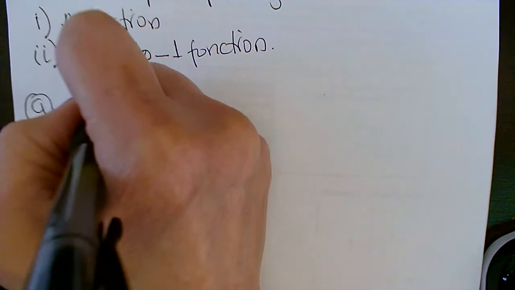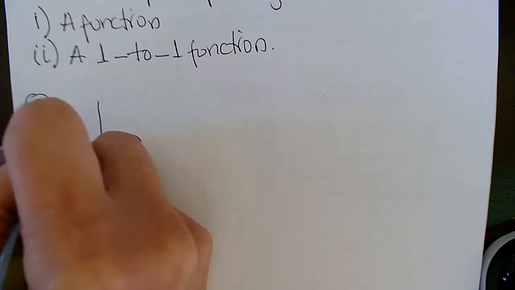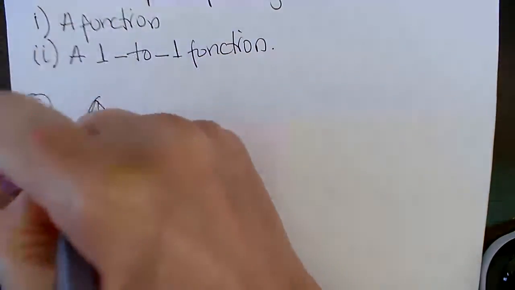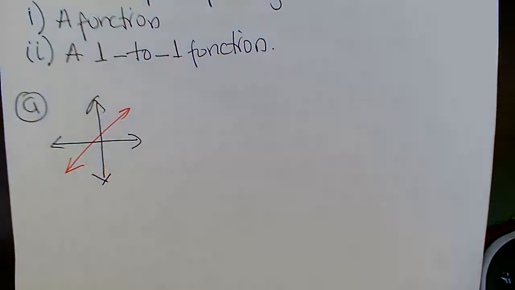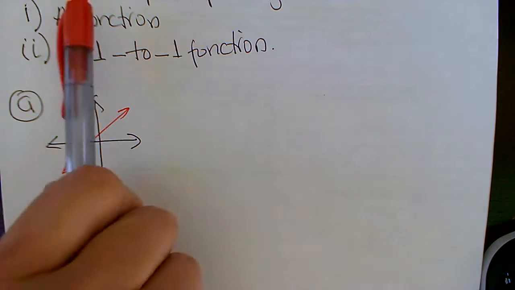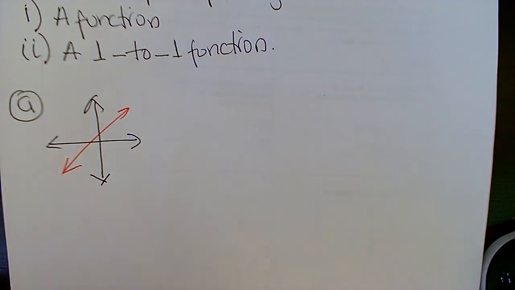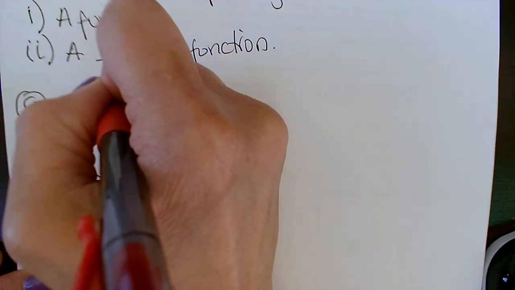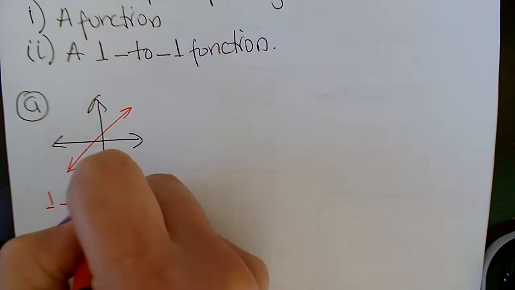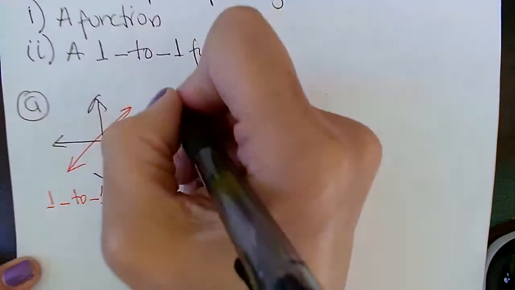This is the first one I have. This one is a what? It's a one-to-one, right? It passes the horizontal and the vertical line. So it is a one-to-one. Let's write it down here. 1-to-1.